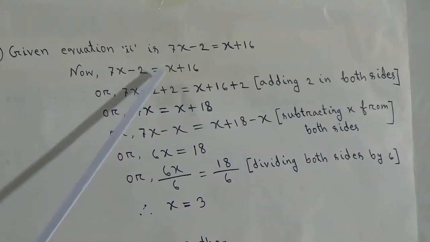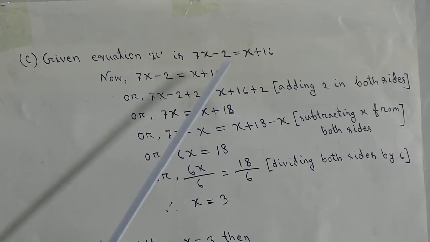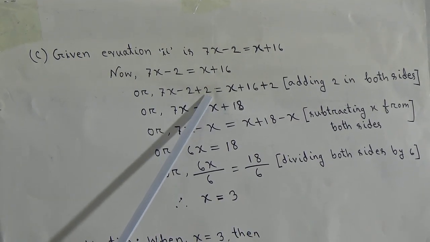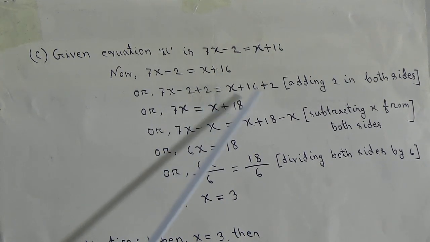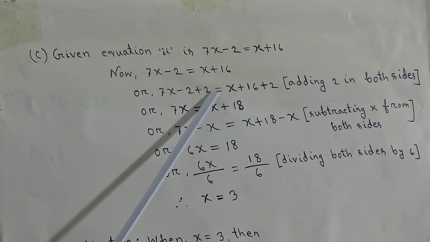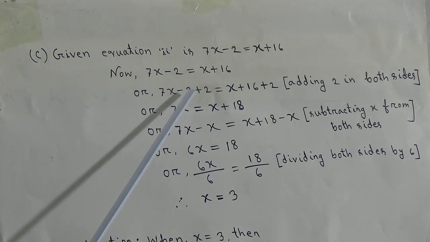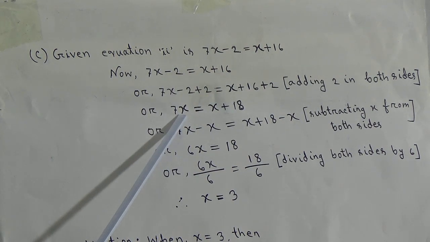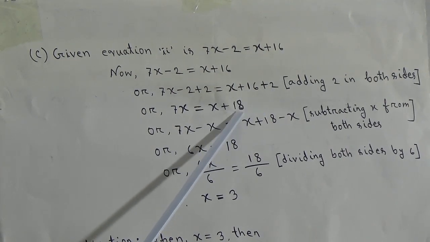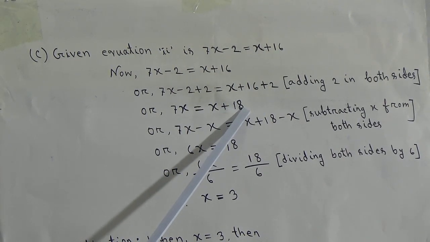First, we will solve the equation. Here the given equation is 7x minus 2 is equal to x plus 16. At first, we will add 2 to both sides. That means plus 2 and plus 2 will come on both sides. Now, 7x minus 2 plus 2 is equal to 0, so only 7x will come on the left side, and 16 plus 2 is equal to 18, so x plus 18 on the right hand side.